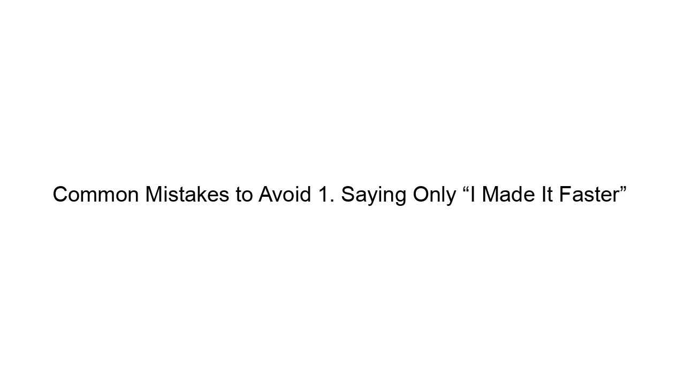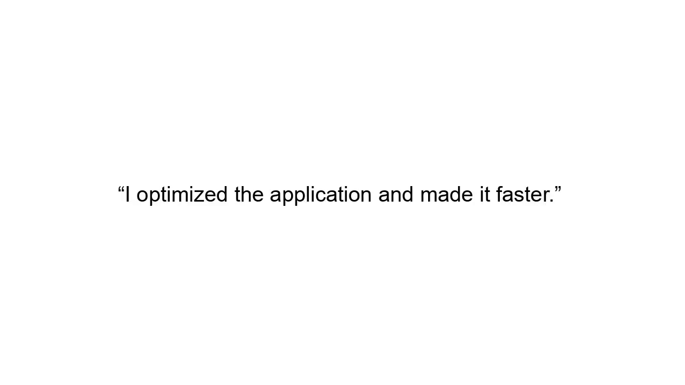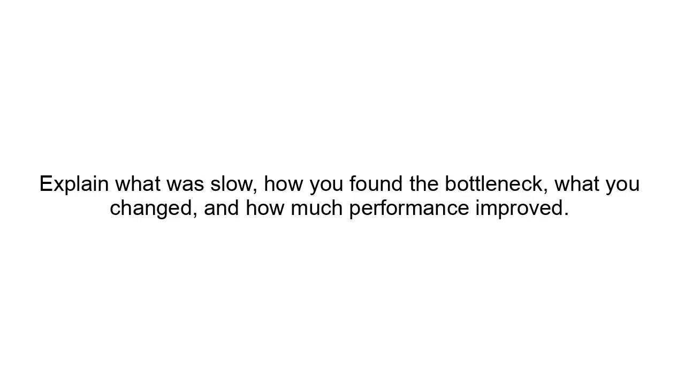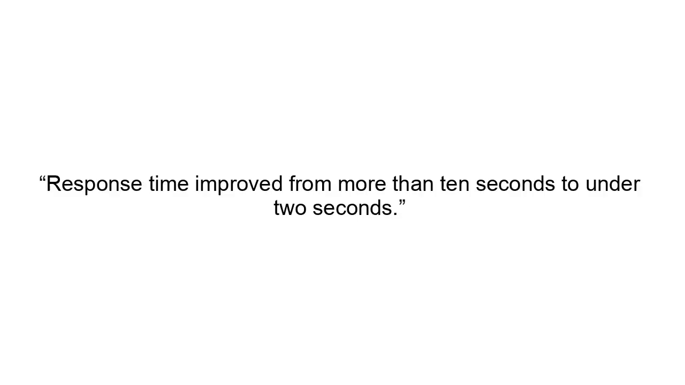Common mistakes to avoid. 1. Saying only, I made it faster. Bad answer: I optimized the application and made it faster. Better answer: Explain what was slow, how you found the bottleneck, what you changed, and how much performance improved. 2. No metrics. Bad answer: The API became much better. Better answer: Response time improved from more than 10 seconds to under 2 seconds.